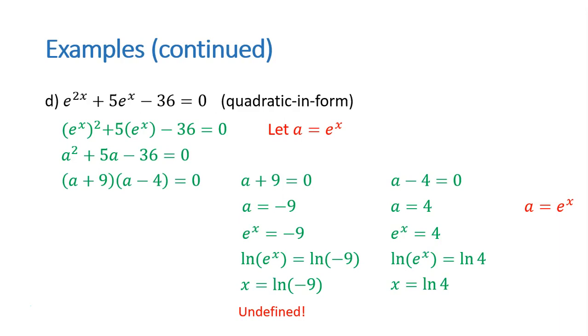So this is actually a solution. And if we want an approximation, that's approximately 1.386. So in this situation, because we had something that was quadratic in form, we almost had two answers to our problem. One of our answers turned out to be undefined, while the other one was okay, but realistically speaking, we could have had two answers to this equation.